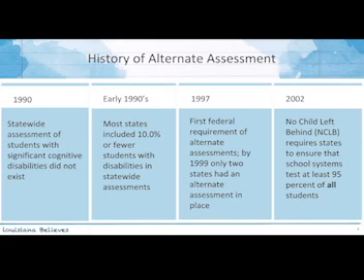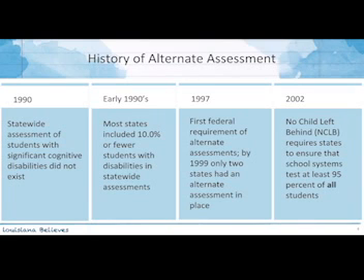Here's a timeline that will help show how we continue to try to answer this question. Let's take a brief look at the history of alternate assessment, which will help set a foundation of why Bulletin 1530 was revised with regards to the eligibility criteria for alternate assessment. Looking back to 1990, we know that statewide assessment of students with significant cognitive disabilities did not exist. In the early 1990s, most states included 10% or fewer of their students with disabilities in state assessments. As a result of this, and a lack of academic assessments for students with significant cognitive disabilities, there was limited information on the educational results of students with disabilities.